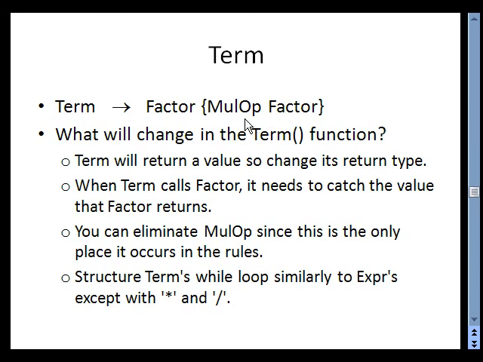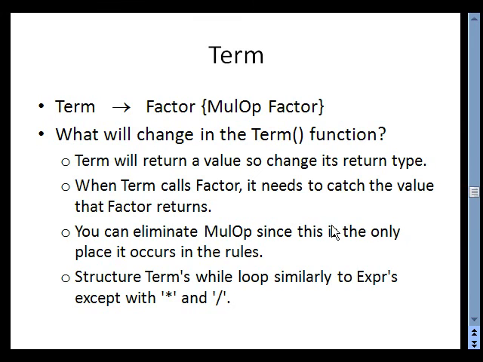So we're going to use those, and we're going to set term up very much like we did expression. These are the changes that we need to make to term. We have to change void to int because it's going to return a value. And don't forget to return that value right at the very end of term. When term calls factor, here and here, it's going to need to catch the value that factor returns. In this loop, it's going to either multiply that value that it gets back from factor times result, or divide result by the value that it gets back from factor.